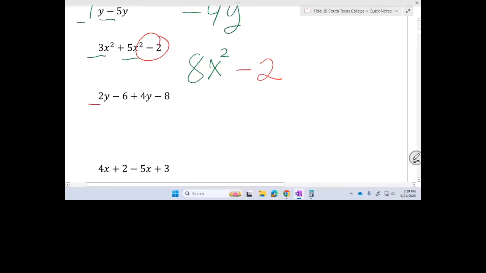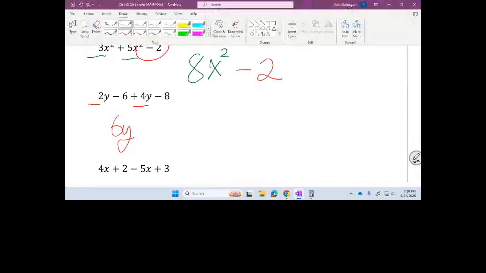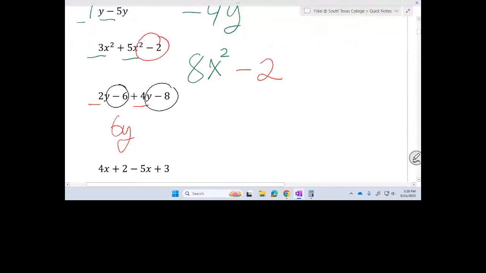All right, let's do this one here. Look, y'all, 2y and 4y. 2 plus 4, 6 y's. Now, y'all, let's look at these numbers. Minus 6 and minus 8. I already owe you $6 and you lend me 8 more. How much money would I owe you now?